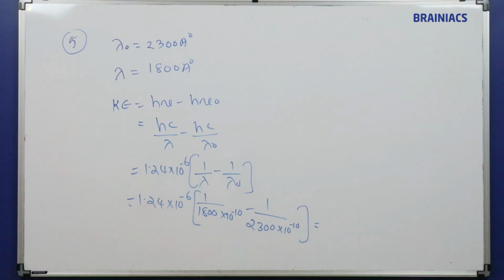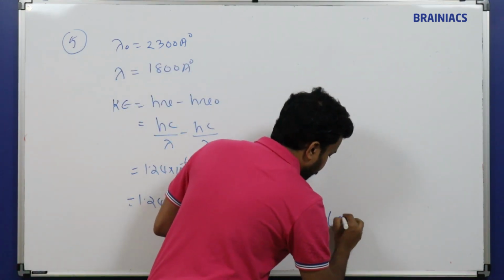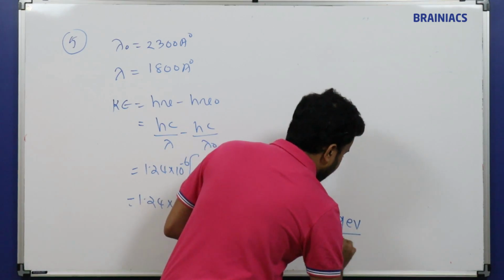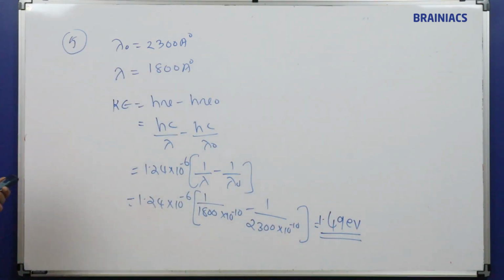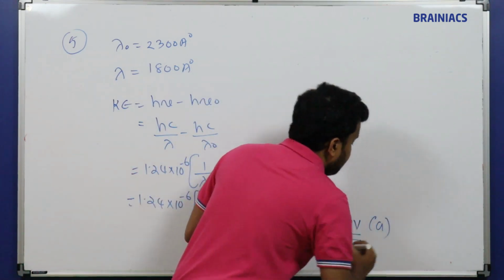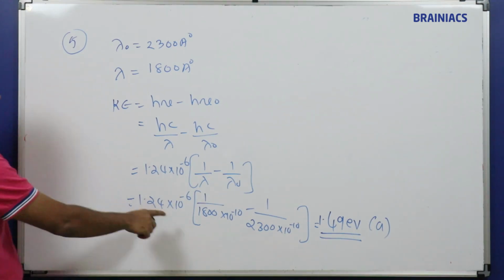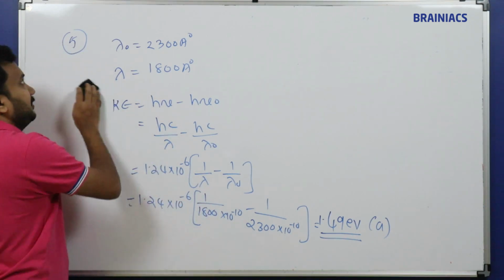Okay, great. So I got 1.49 electron volt as the answer. This matches with option A. Option A is the right answer for question number 5. Okay, you can solve this one. I already solved it because calculations will take some time, multiplication, division and so on.